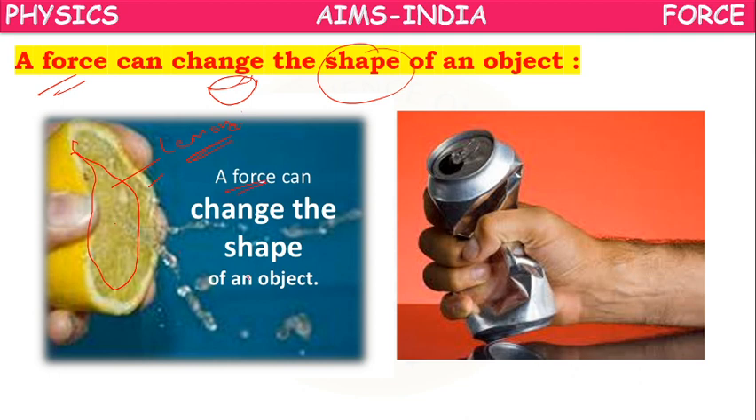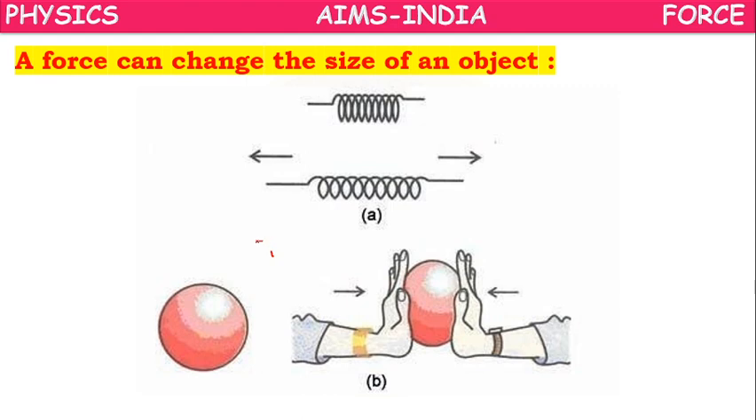Means a force can change the shape of an object. Or if you try to compress a cold drink tin, one minute, children. If you try to compress a cold drink tin, it will be crushed like this. So by applying force, we can change the shape of an object. So next.